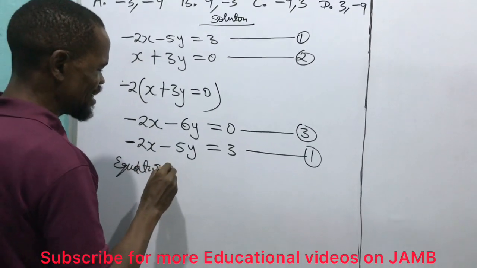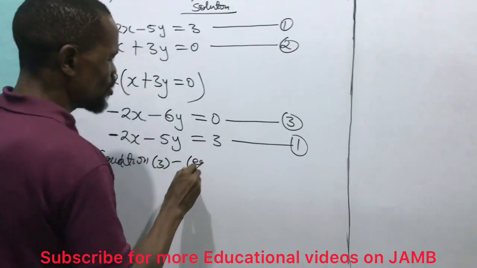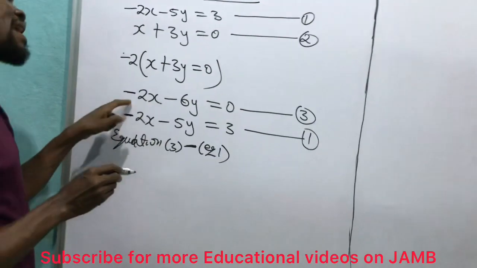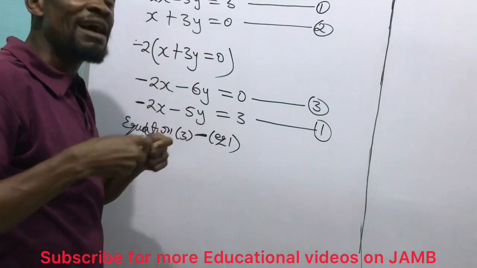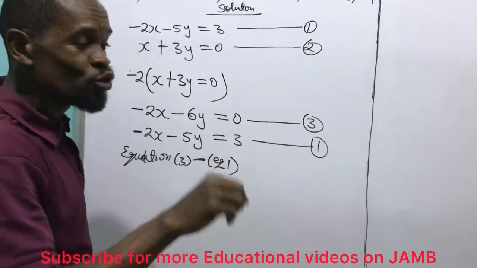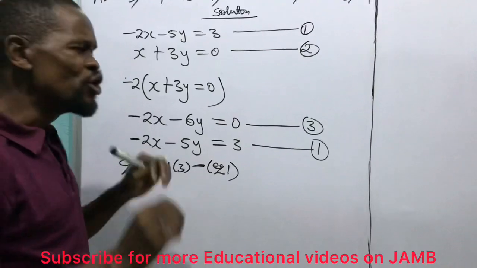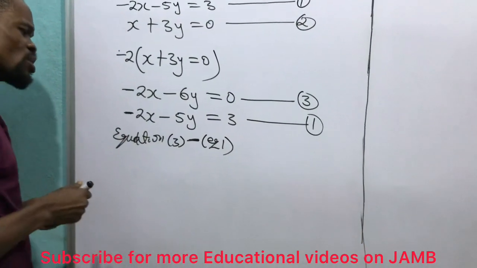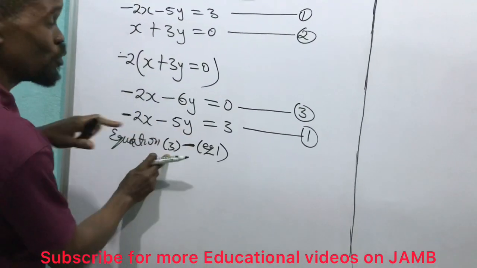Since they have the same sign, minus 2 and minus 2, what I'm going to use is minus. I will say equation 3 minus equation 1. Why am I using minus? Because they have the same sign. When the terms you want to eliminate have the same sign, you have to use subtraction. When they have different signs, we use addition. Because they have the same sign, I have to use subtraction, and I'm going to have equation 3 subtracting equation 1.